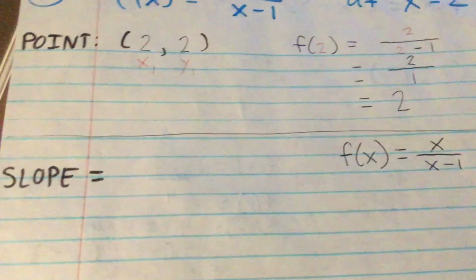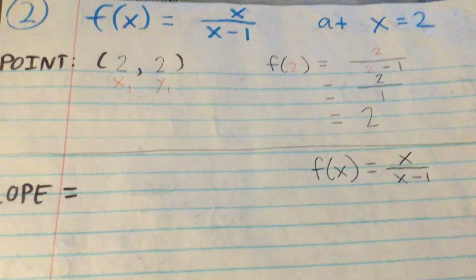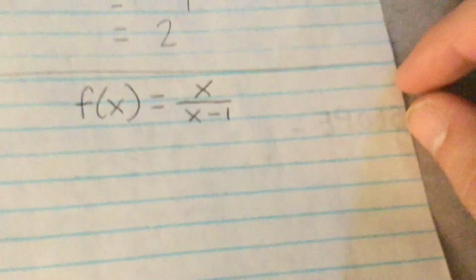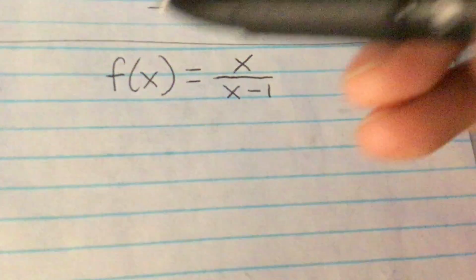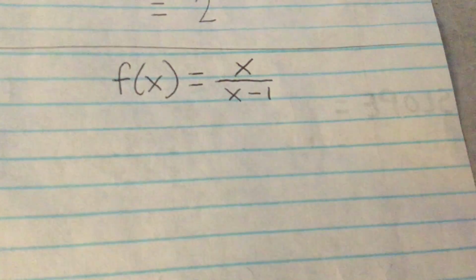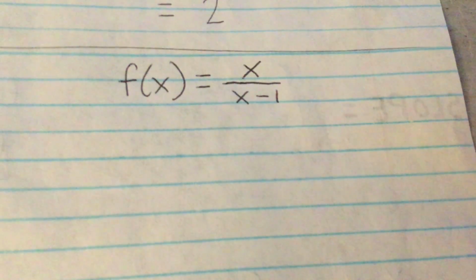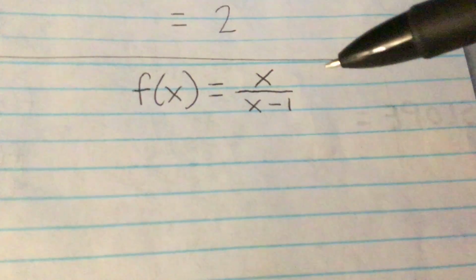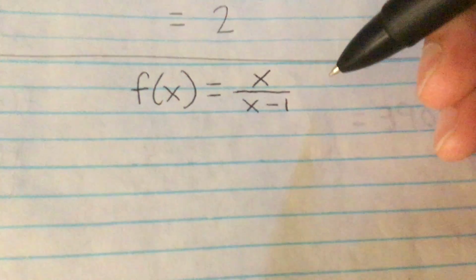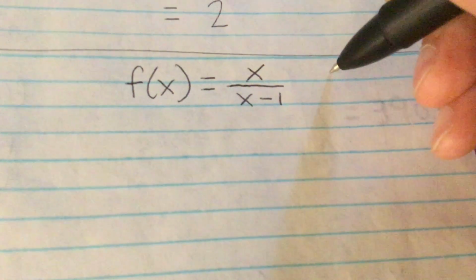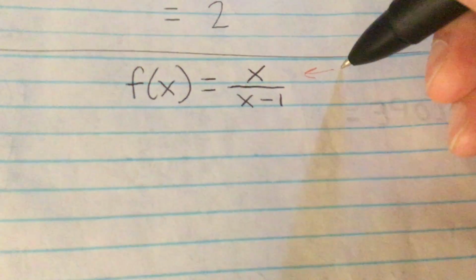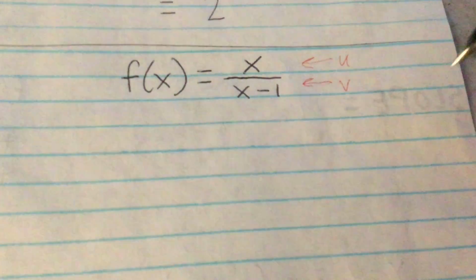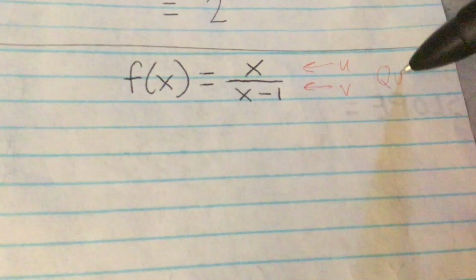Okay, well, how do I find the slope? Well, in calculus, we need to find the derivative. Take a deep breath. How do I find f prime of x for this particular function? Well, we have a function over another function. In other words, we're going to use the quotient rule, where the x is my u and the x minus 1 is my v. I've got to do the quotient rule.